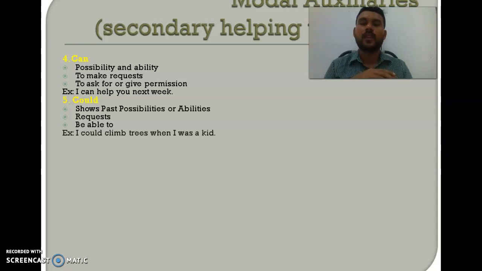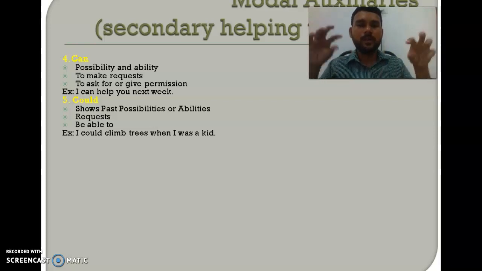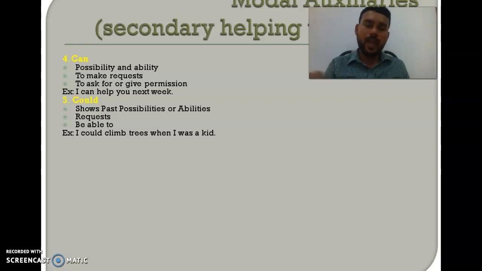For example, I could climb trees when I was a kid. It is actually showing the possibilities, abilities, and that the person was able to. The possibility was that he was able to climb trees. The ability was he was able to climb. And the action completely happened in the past tense. If it is a request, could you pass the pen to me, please? See, showing more formality in our sentence.